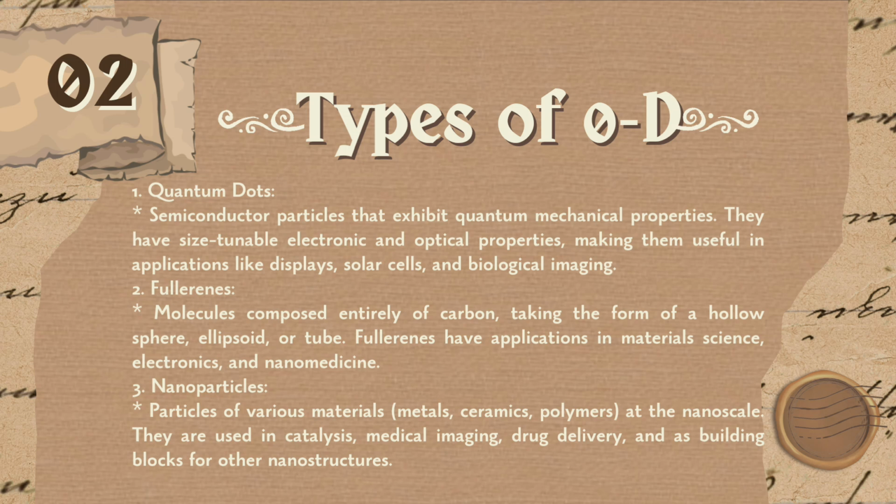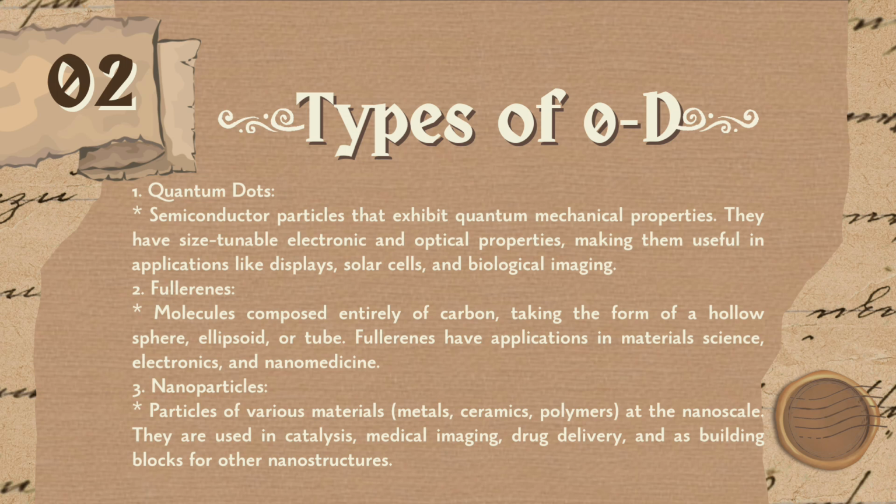The second one is fullerenes. These molecules are composed entirely of carbon and can take the form of a hollow sphere, ellipsoid, or tube. Fullerenes have application in material science, electronics, and nanomedicine. Their unique structure allows for various functionalities, including drug delivery and as superconductors.